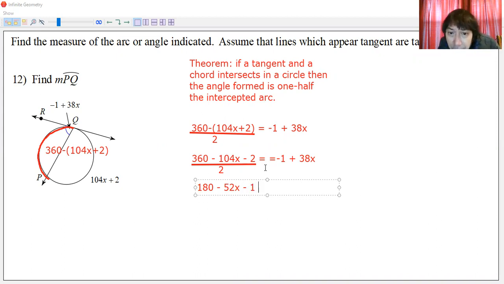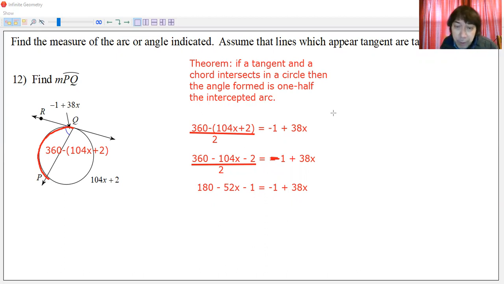Okay, this will be a minus 1 there and plus 38x. Sorry for that extra equal sign, that should not be there. That will just be a minus. Yes, I typed an extra equal sign. So that will just be a minus 1 plus 38x. After dividing by 2, the left side is now 180 minus 52x minus 1.